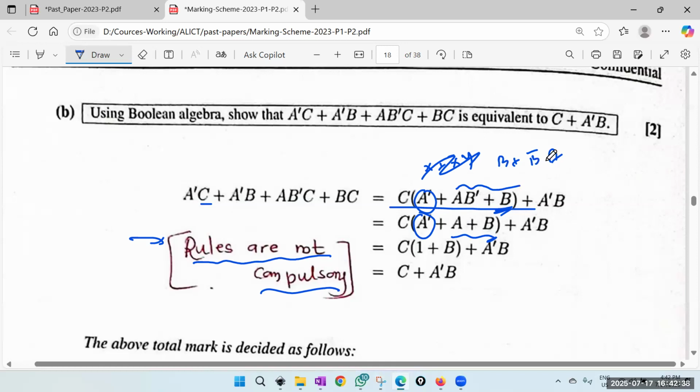So B plus B bar A, you can see B plus B bar A. That is like X plus X bar Y is X plus Y, or B plus A. B plus A is the same as A plus B. And now you can take these two, A bar plus A plus A bar is 1. Then 1 plus B is 1. So then C dot 1 is C.